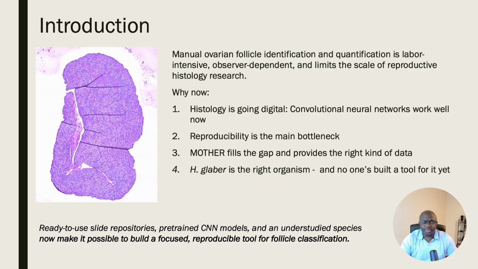Hi, I'm Martin Orkuma. To get started, we have to address the bottleneck in reproductive histology, which is manual follicle identification. Right now, counting and classifying follicles is incredibly labor intensive, and it relies on the individual observer. And frankly, it's difficult to scale for large scale research. So what are we doing differently and why now?